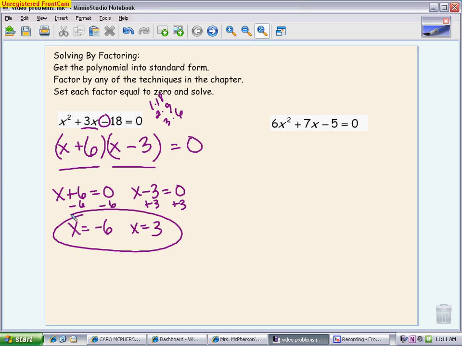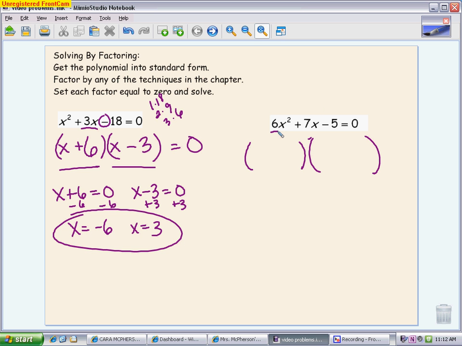The next one, we again check for a greatest common factor. There is not one for this. We again count the terms. There are 3 terms, so we are going to try FOIL factor. This one's a little more complicated FOIL factor because of the first number being a 6.